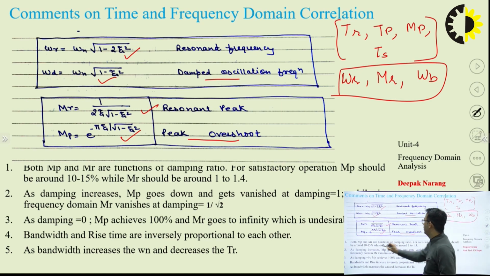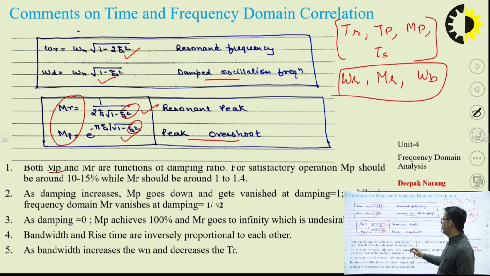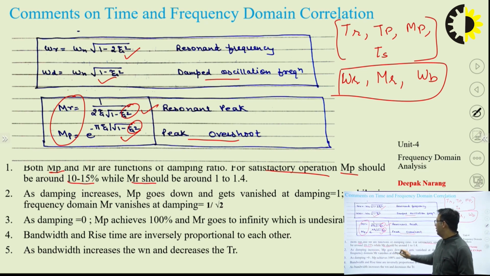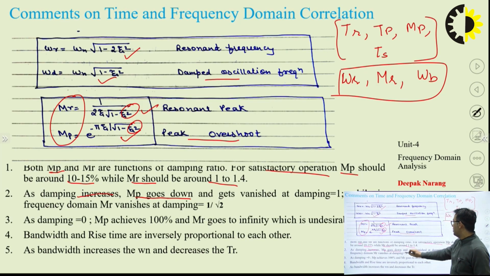We observe that both these values are function of damping. In both the values we are getting zeta, and for perfect operation this MP should have 10 to 15% value, and this resonant peak should be settled around 1 to 1.4. And as the damping increases, this peak overshoot gets down and vanishes at damping equal to 1.